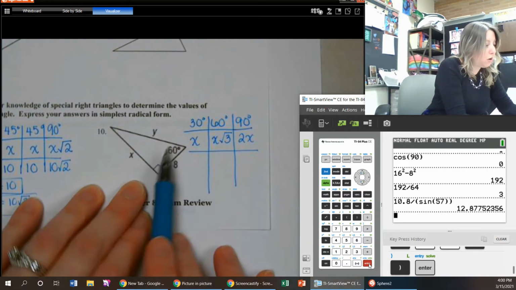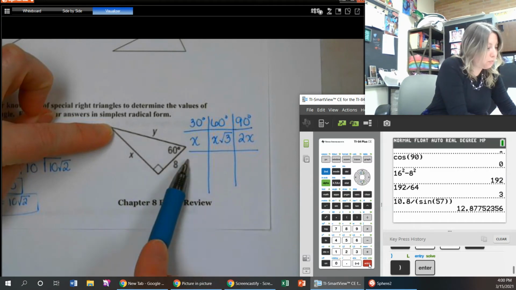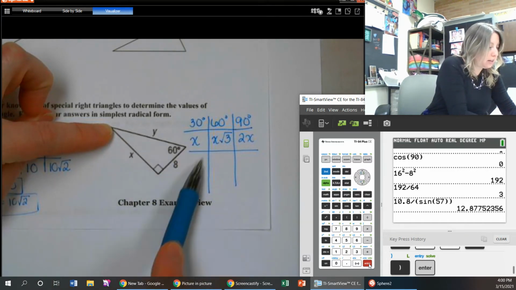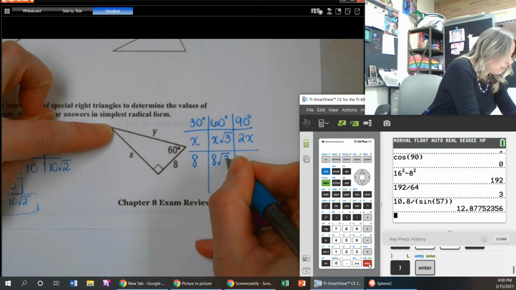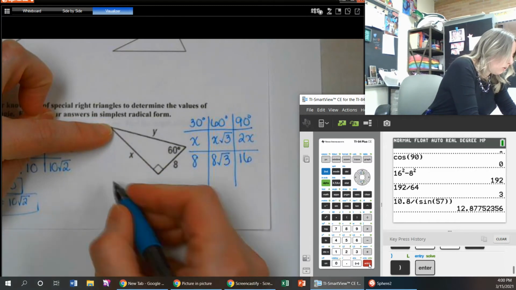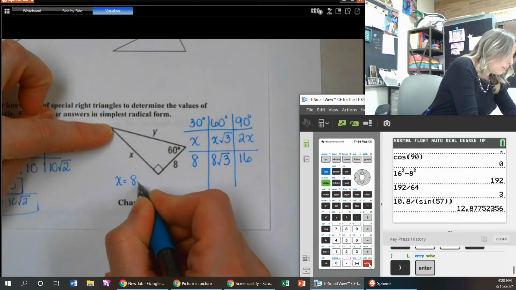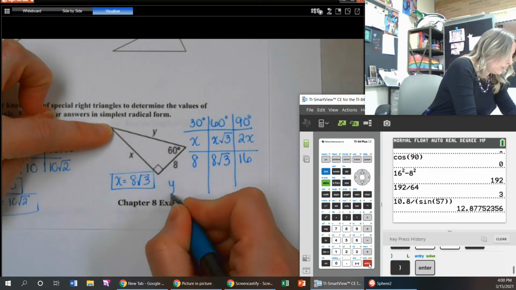So what do I know? I know the little leg across from the smallest angle. So that's the 8. So 8 radical 3, and 8 times 2 is 16 is the hypotenuse. So x equals 8 radical 3 in this case because it's the long leg, and y is the hypotenuse, which is 16 in this case.